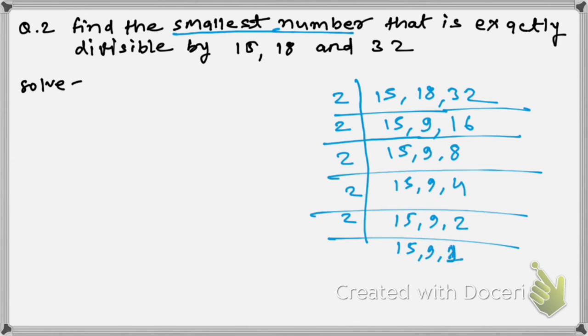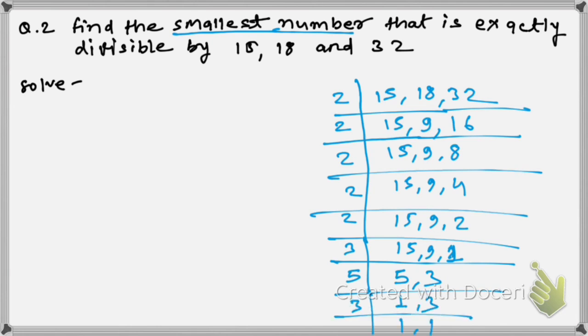Okay students, now 15. Let's divide it by 3, so 5 times, and here 3 times, so again divide by 5 and by 3. So now what will the LCM be? LCM will be 2 cross 2 cross 2, how many times? 1, 2, 3, 4, 5 times. And then 3, 5, 3.